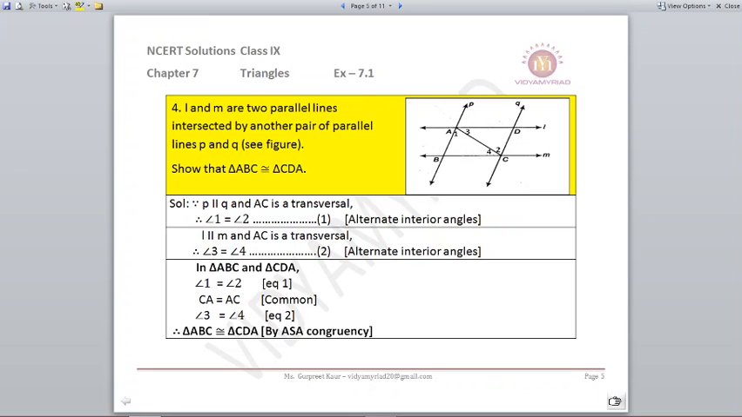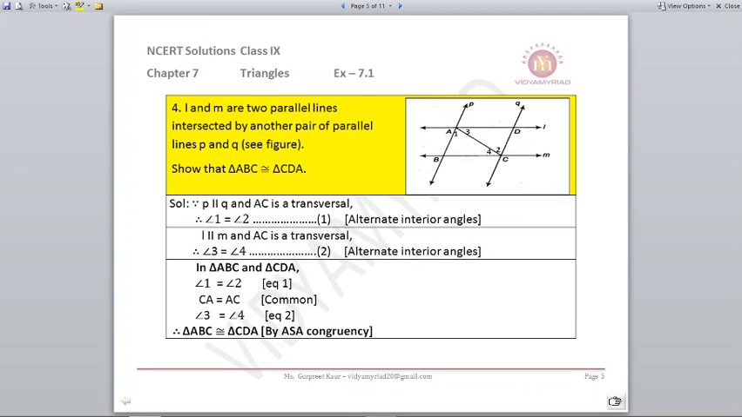And if I take L and M parallel and AC again as transversal, in that case angle 3 is equal to angle 4, again alternate interior angles. Now if we take both the triangles ABC and triangle CDA, we will mention these angles.